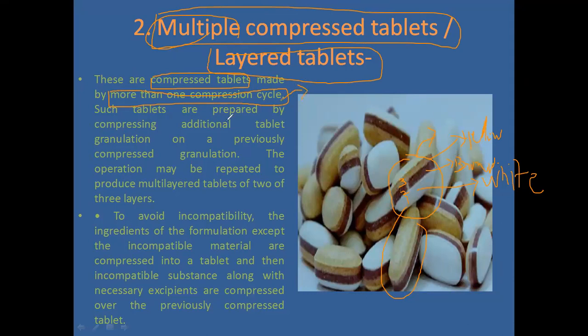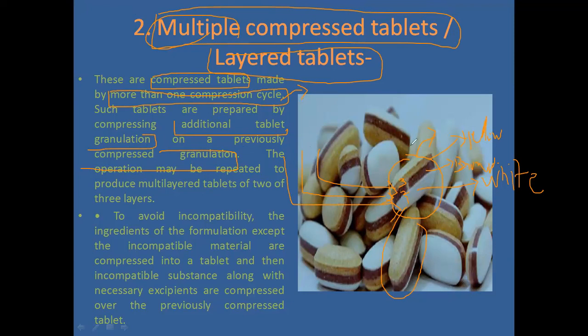Such tablets are prepared by compressing additional tablet granulation on a previously compressed granulation. Suppose firstly I am going to compress this white color granulation, and later I will move to the brown color granulation, and then the yellow color granulation. The operation may be repeated to produce multi-layer tablets of 2 or 3 layers.